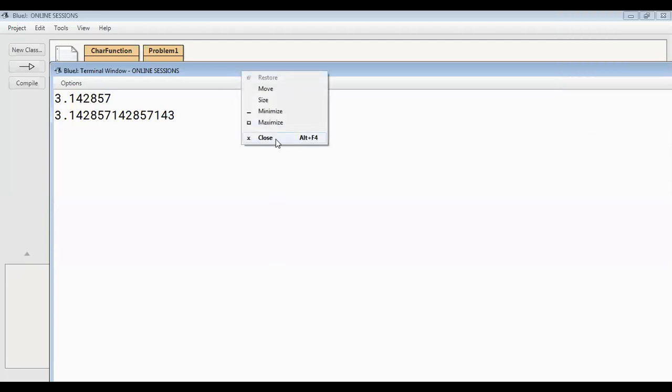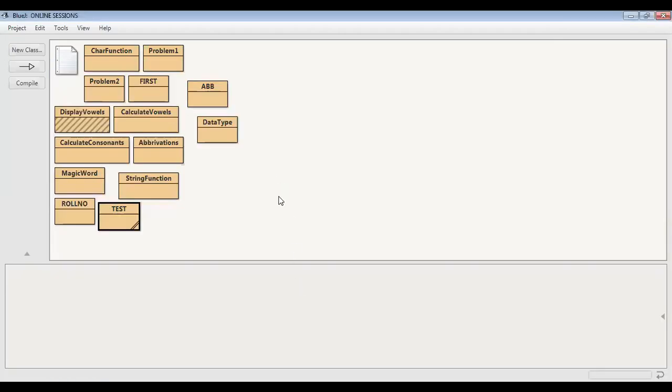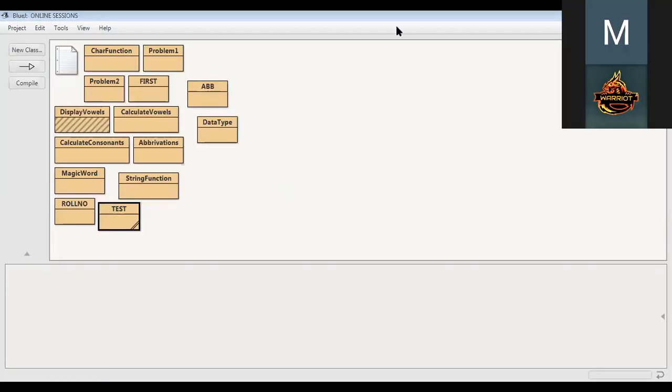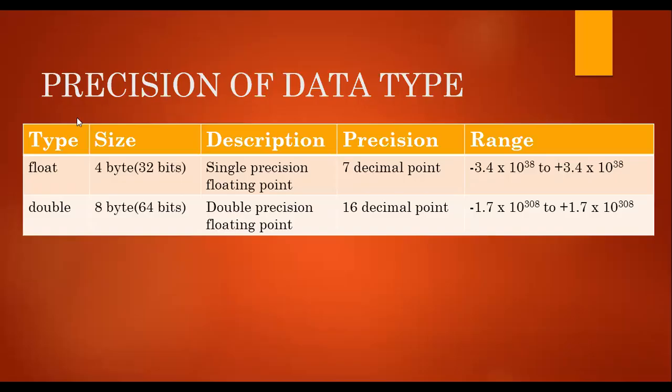So this is what I was actually talking about, precision. I hope your idea is very clear now when we talk about precision. So here you write down: this is up to 6 decimal places and this is up to 16 decimal places.